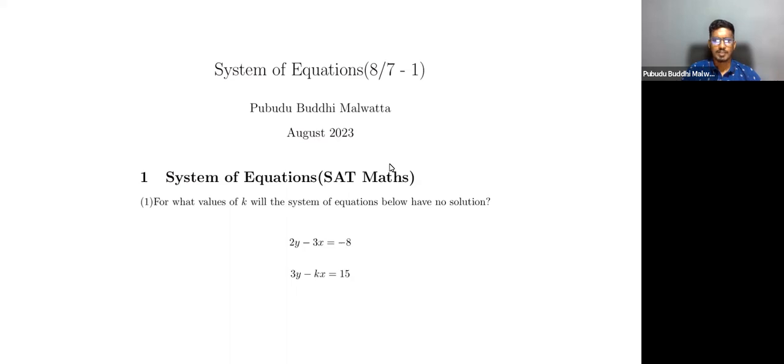Okay, so let's consider this system of equations. So basically we have two equations, right? And we want to compute values of k so that the system of equations has no solution, right? So basically this is equation 1, equation 2.